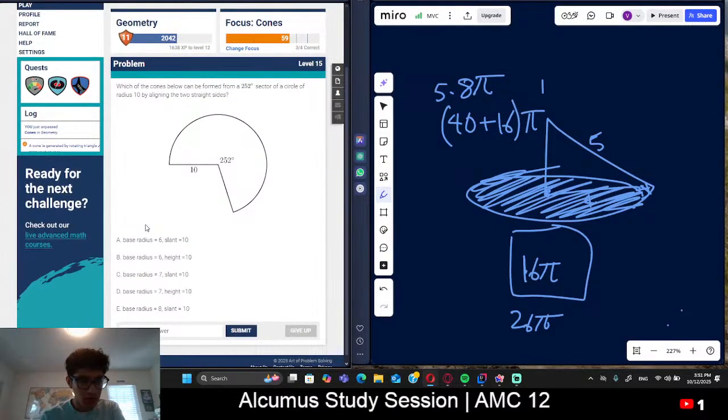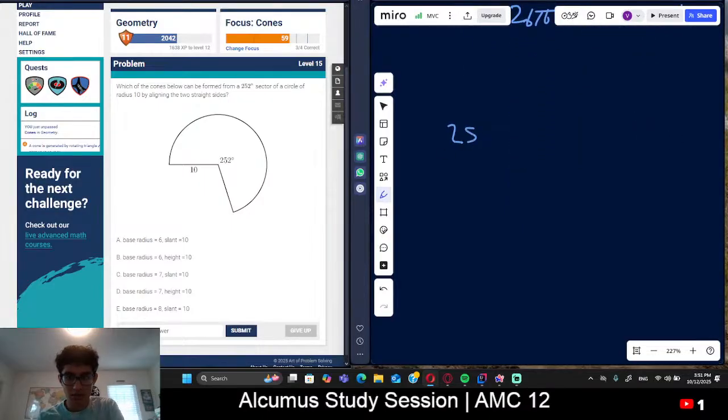Let's try this one. Which of the cones below can be formed from a 252-degree sector of a circle? The slant should be 10, right? Because you're basically lifting it and pinching it up. The base radius should be what? What is 252? That's 270 minus 18, so that's like... Okay, so it definitely can't be B or D. So maybe A, B, or C. But at the same time, base radius should be what? It'll be... Okay, no, we can figure it out.